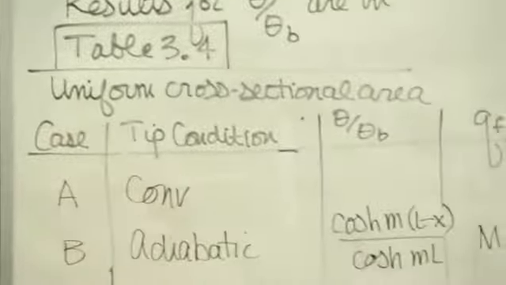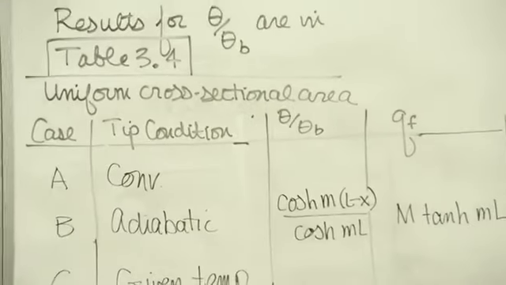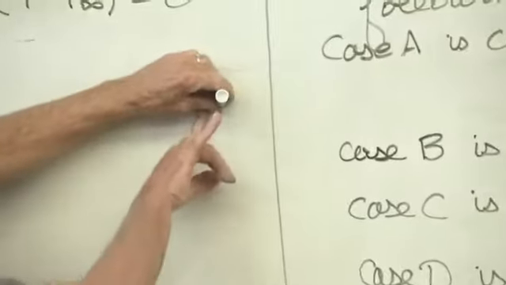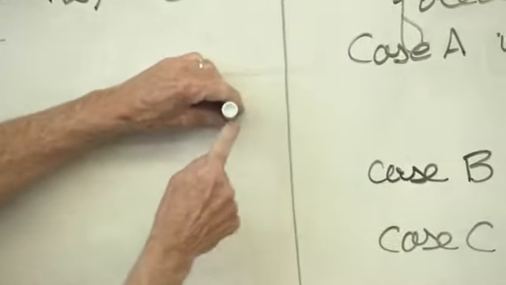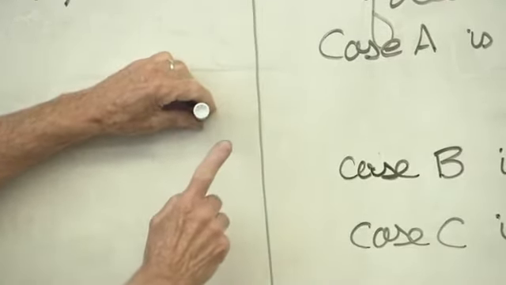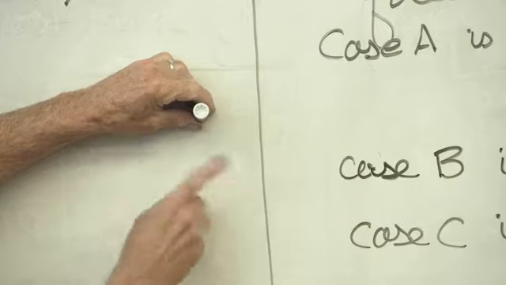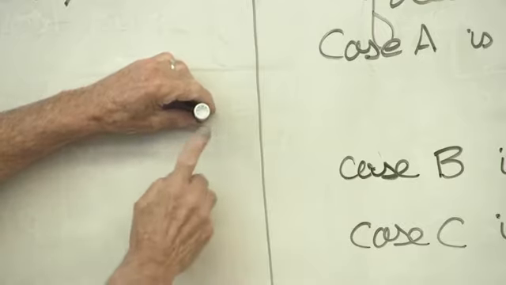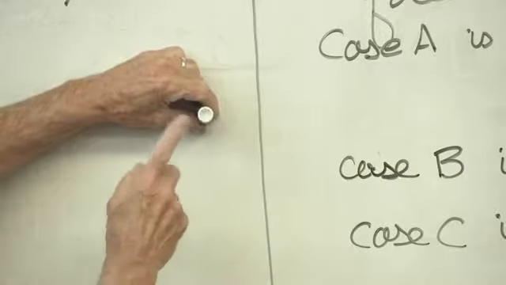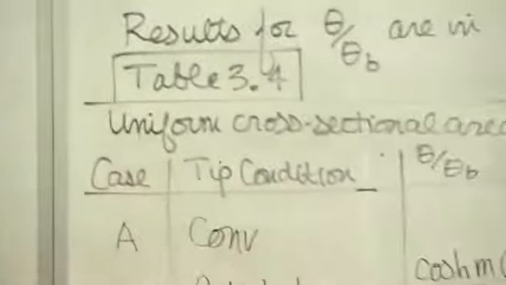You can use table 3-4. Here's a pin fin attached to the base. This is the base. Here's L. Slice the fin out here. What's the area? Pi r squared. Slice the fin in the middle. Pi r squared. Slice the fin down here close to the base. Pi r squared. Uniform cross-sectional area. I can use table 3-4.